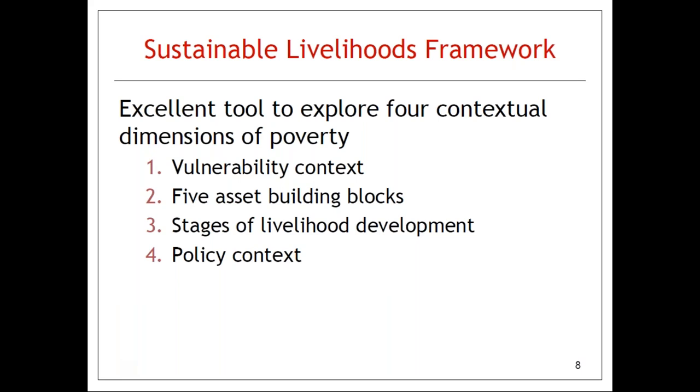There's obviously a section on the five asset building blocks, which we'll review. Then there's the stages of livelihood development, which again is a categorization of the different processes that a woman goes through while she's building her assets and moving towards sustainable livelihood. And then there's the overall policy context, which I spoke about earlier. Again, all of this work and a woman's life takes place within an environment, within a policy context, so that also has to be taken into consideration. So we're going to go into a little bit more of a description of these dimensions as it's a big part of the framework.